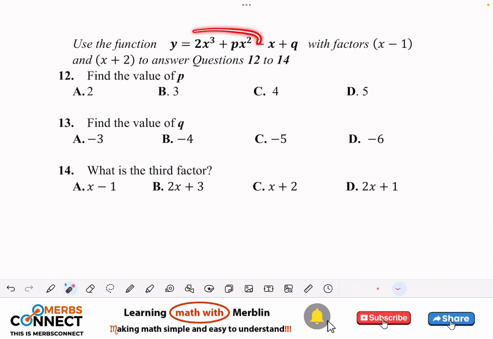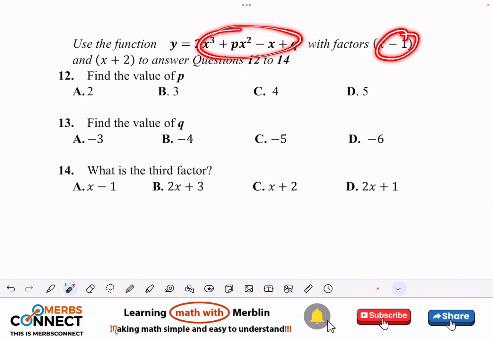We have this function here, and then this and this are to be factors of this. One thing that you need to know about factors is that if this is a factor of this, then when I make x the subject and I plug it inside, I should get 0, right?